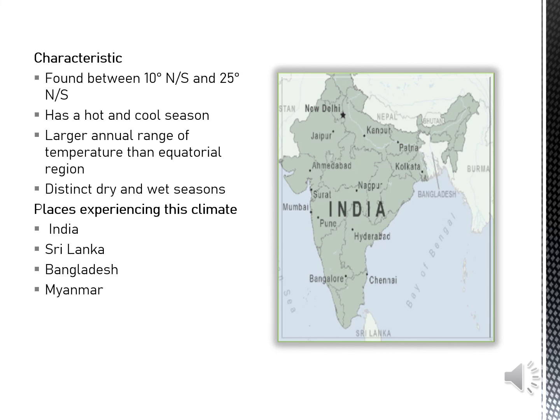Characteristic found between 10 degrees north-south and 25 degrees north-south. Has a hot and cool season, larger annual range of temperature than equatorial region, distinct dry and wet season. Places experiencing this climate: India, Sri Lanka, Bangladesh, Myanmar.